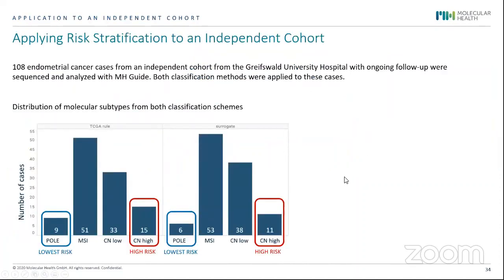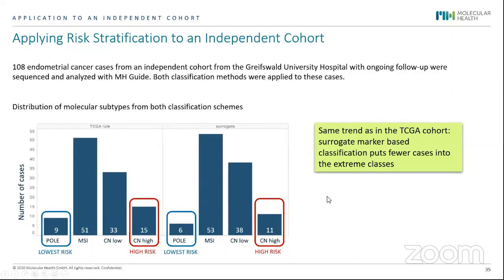This is the distributions that we get for the two rules, the two classifiers. Similar to the TCGA cohort, what we see is that the surrogate marker-based classification puts a little fewer tumors into the extreme classes, so a little less into the pole, a little less into the CN high class.